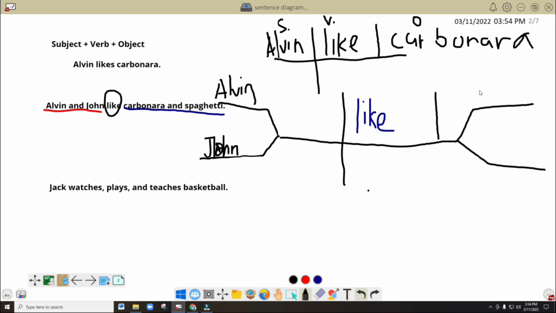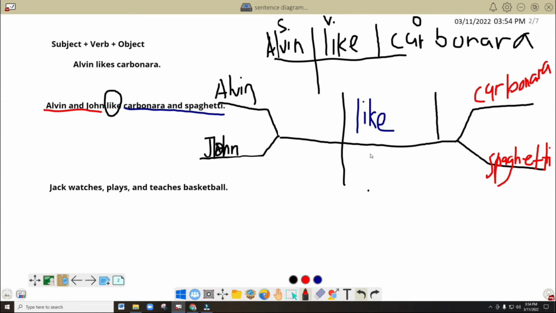Then we have carbonara. Let's change the color. It's not wrong when I use red here; it's just that I got three colors available. Carbonara. Oh no, I hope it will fit. And of course, we got spaghetti here. Okay, so we got spaghetti here.